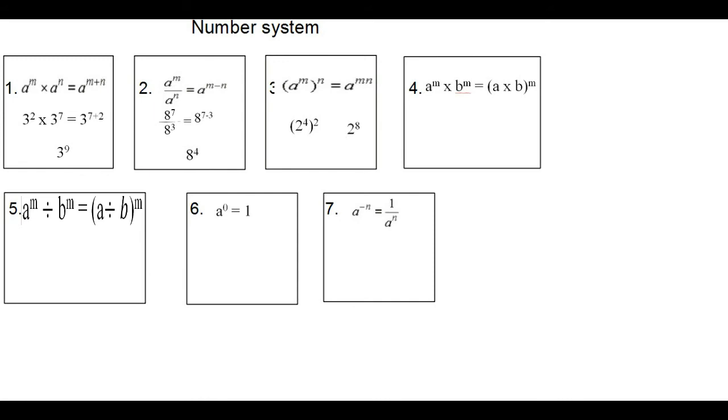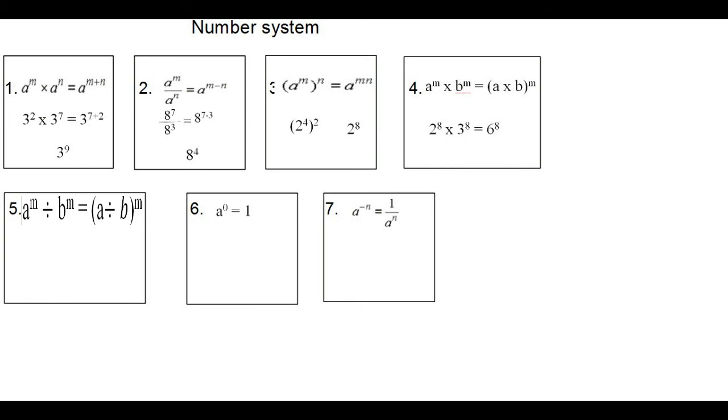The fourth rule here is a power m into b power m will be equal to a into b whole power m. So whenever the powers are equal, the bases can be multiplied if they are in multiplication form. For example, 2 power 8 into 3 power 8 can be taken as 2 into 3, that is 6 power 8.